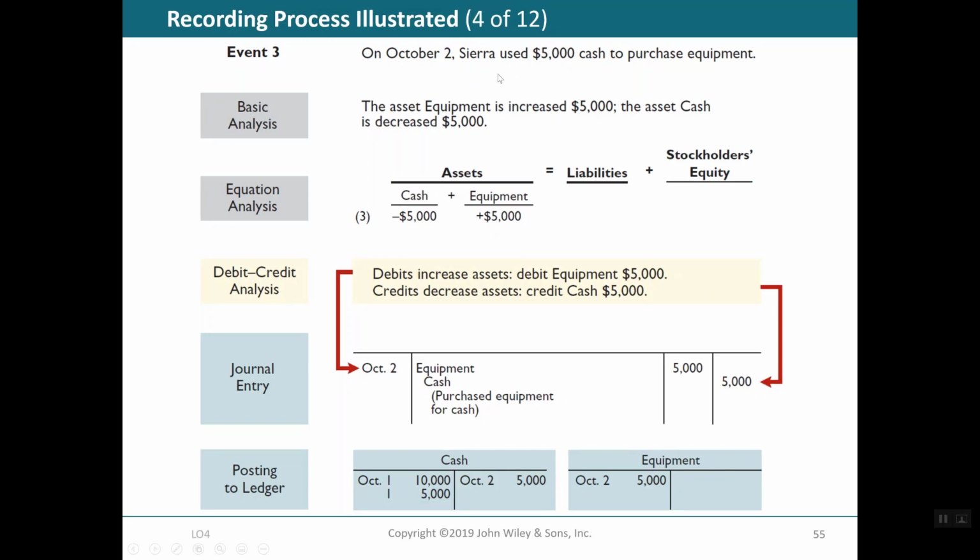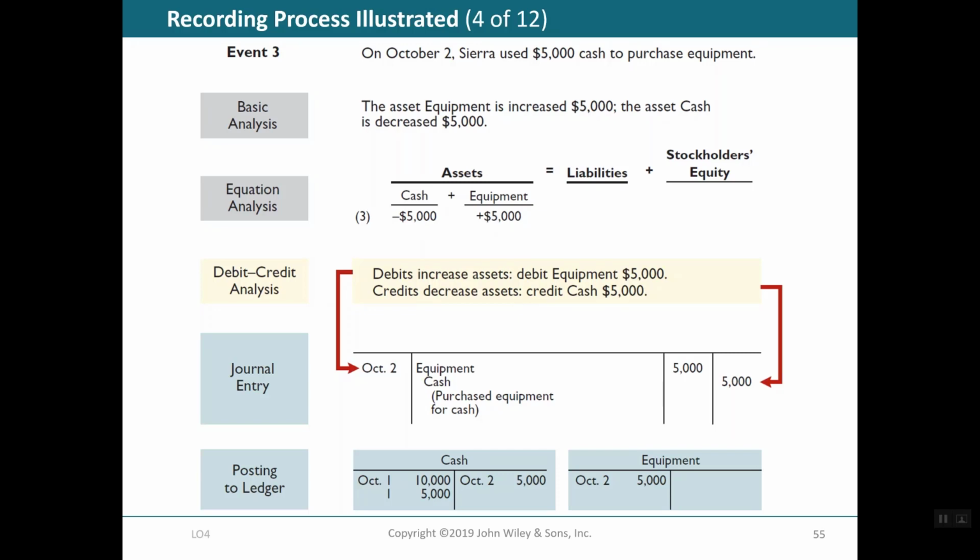All right, so event 3, on October 2nd, Sierra used 5,000 cash to purchase equipment. The asset equipment is increased, so that's an asset account increased, and the asset cash is decreased. So asset cash is decreased by 5,000. Our equipment is increased by 5,000. Debit increased assets, debit equipment 5,000. Credit decreases assets, credit cash of 5,000.